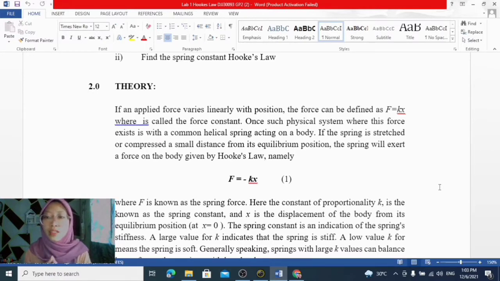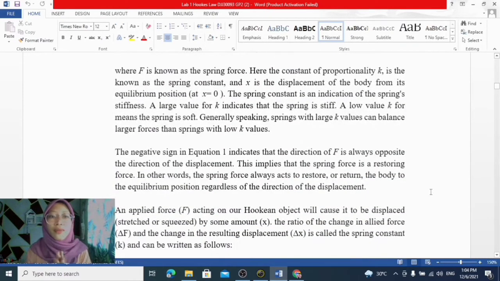If the spring is stretched or compressed a small distance from its equilibrium position, the spring will exert a force on the body given by Hooke's law, namely F equals negative Kx. Where F is known as the spring force, the constant of proportionality K is known as the spring constant, and x is the displacement of the body from its equilibrium position at x equals 0.